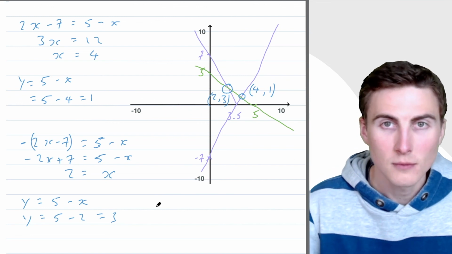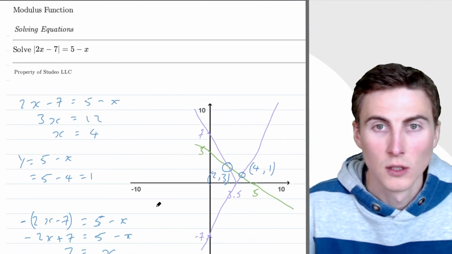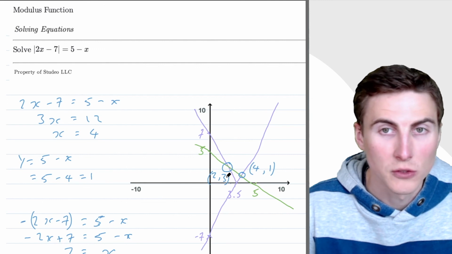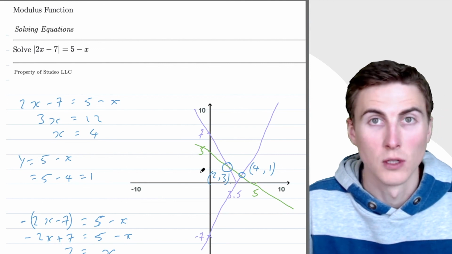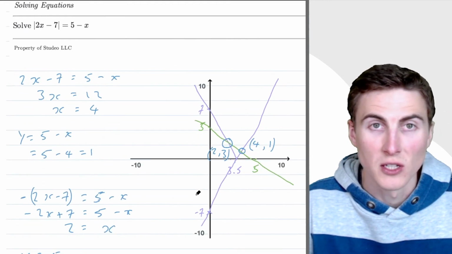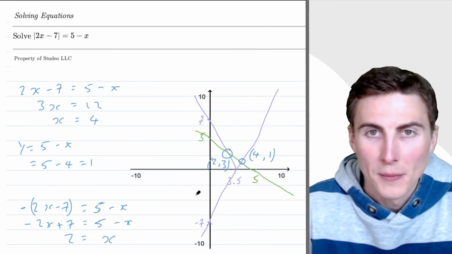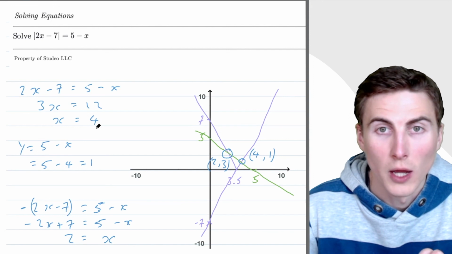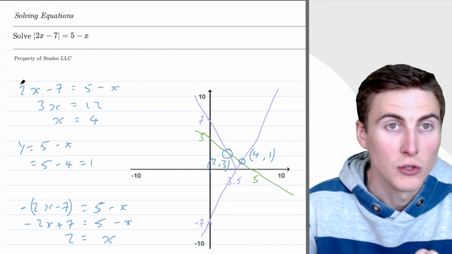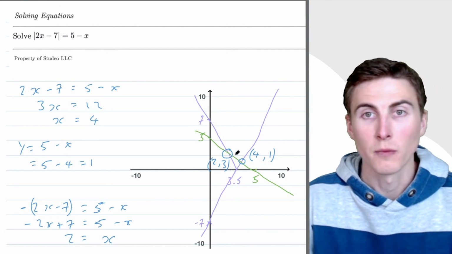And that's it. We found the solutions. So x equals 2 and y equals 3, or x equals 4 and y equals 1. Those are the two solutions to this equation. Hope that all makes sense. It is a tiny bit weird to get used to when you take the negative of the modulus and when you leave it in the positive version. But hopefully that makes sense.